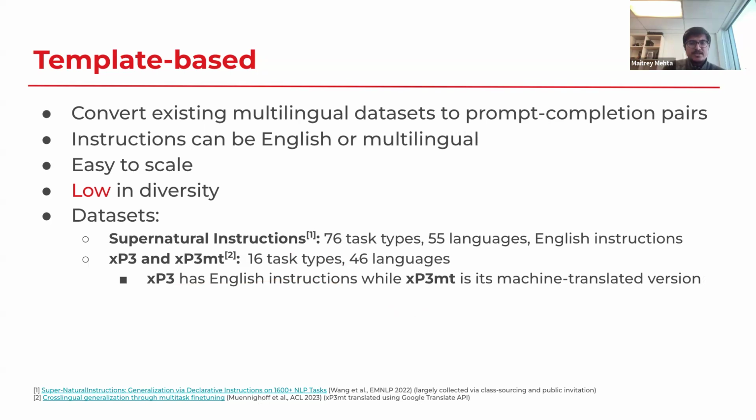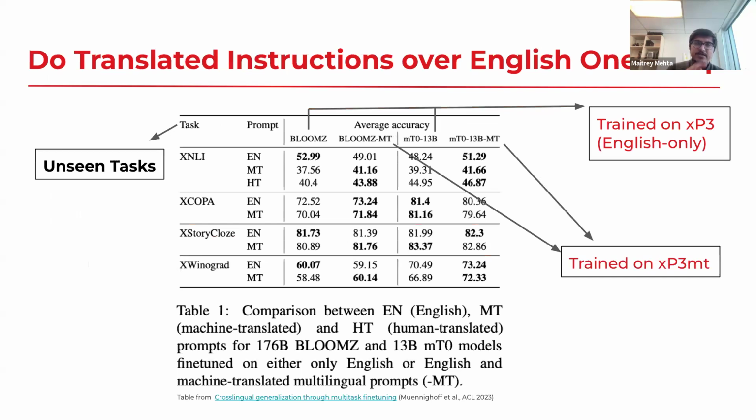So a natural question is, we talked about having English instructions and having the in-language instruction, right? So which is the better one? There was this study done by the people who introduced XP3 and XP3MT, where they trained two models on XP3. There is Bloomz, which is a model, and there is MT0, which is another multilingual model. And these two models were trained on XP3.